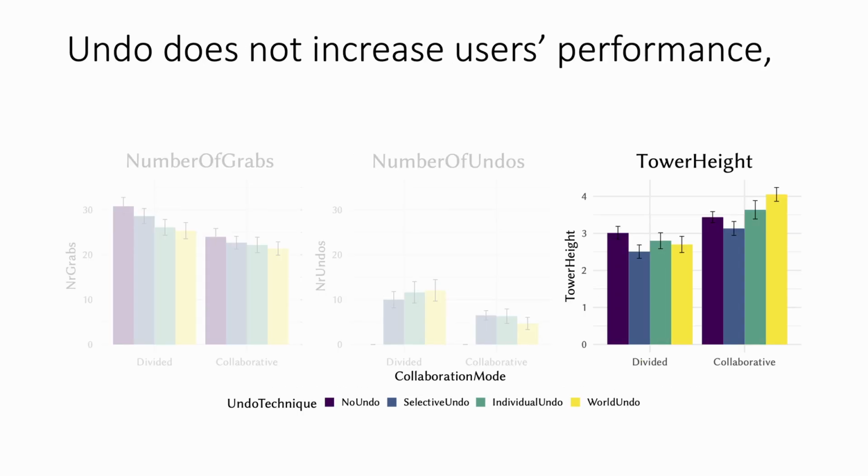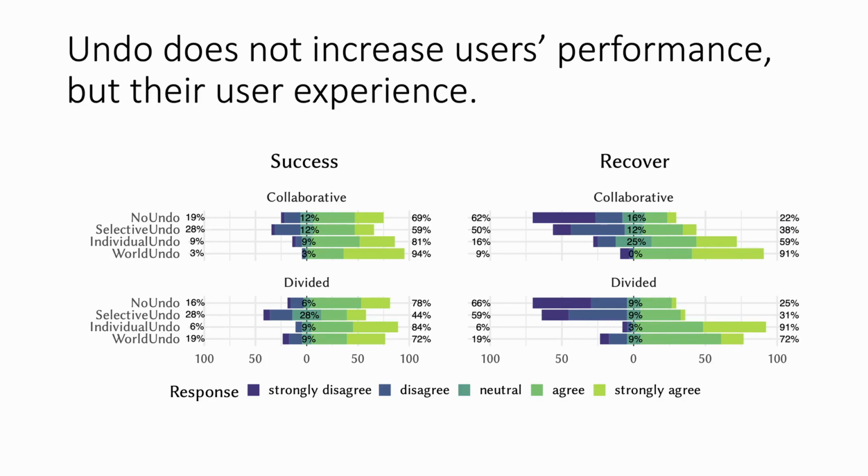Second, the availability of undo did not improve users' performance significantly above the levels of the baseline. However, especially with the individual or world undo available, participants perceived their success higher and stated that the undo helped them recovering from mistakes. This is also reflected in the qualitative feedback we received, where participants stated they were not afraid to make mistakes and were willing to take risks when these features were available.